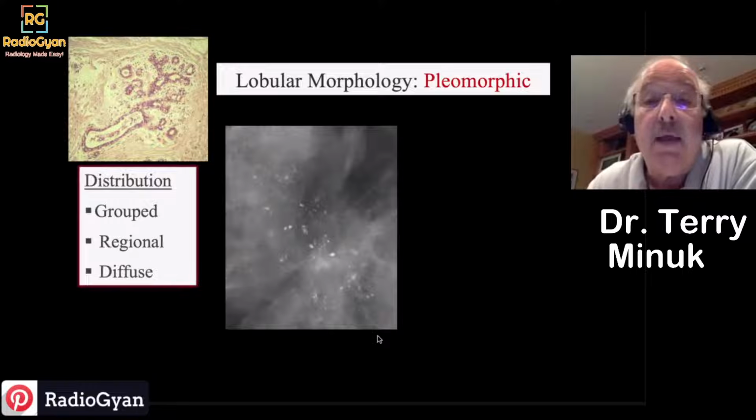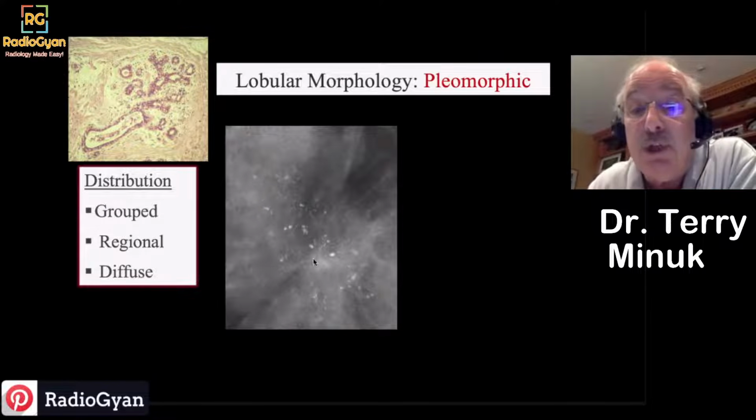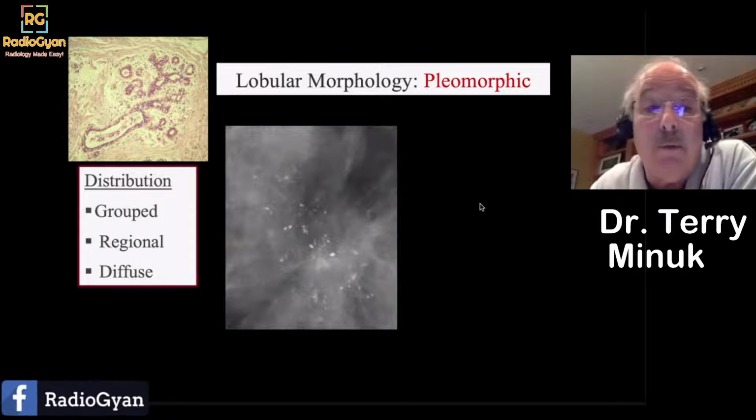Now let's look at these calcifications, because I'm telling you these are different sizes, different shapes, different densities, therefore they're pleomorphic. And in this case, these are malignant.